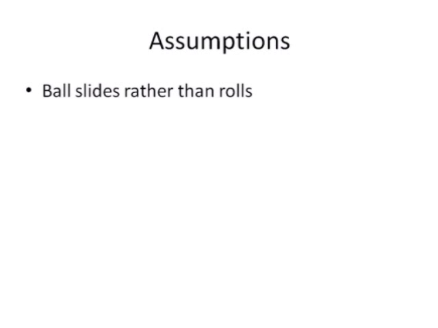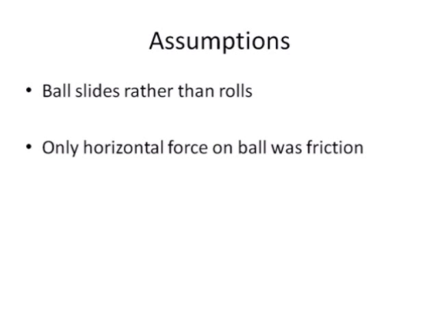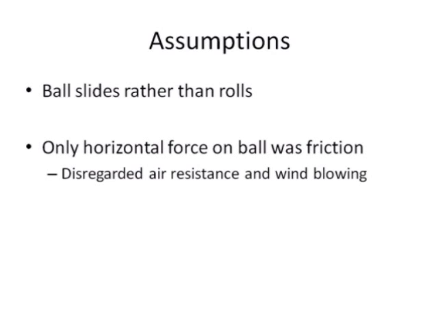First, we assumed that the ball slid on the ground rather than rolled across it. We also assumed that the only horizontal force was friction and disregarded air resistance and any wind that might have been blowing.